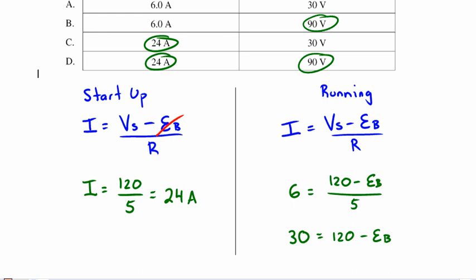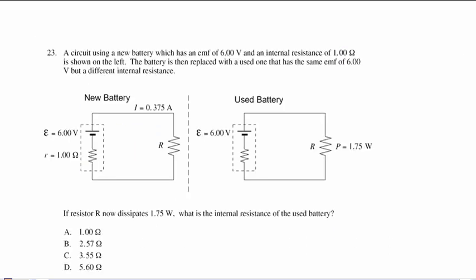Okay, next page. Got a circuit here with a new battery and then a used battery. Just a little bit of knowledge for you: typically a used battery usually ends up with a higher value for its internal resistance, just as the battery's reactants are consumed. They're both 6-volt batteries though, but this one's definitely going to have a different value for its internal resistance. I'm suspecting it to be a larger one.